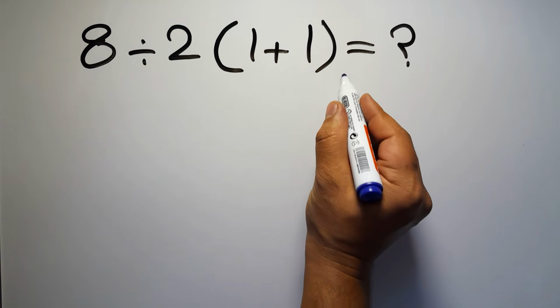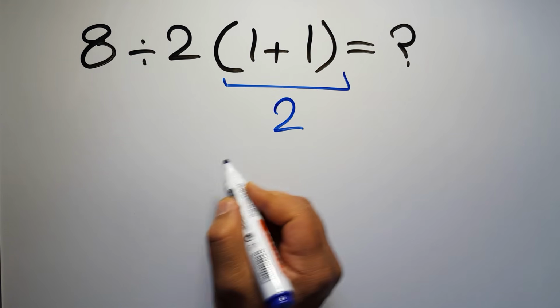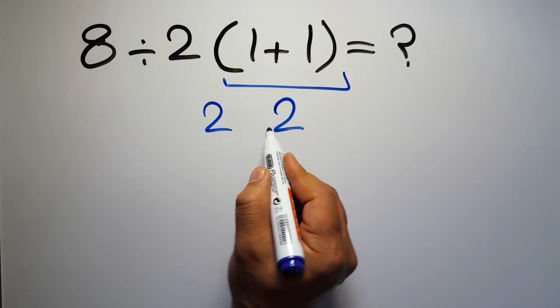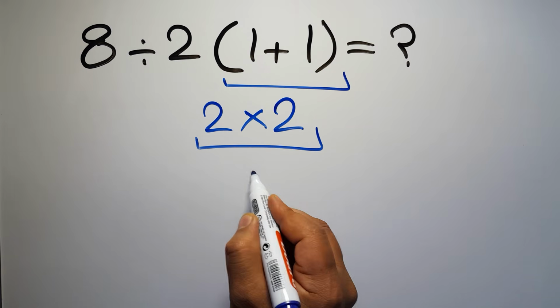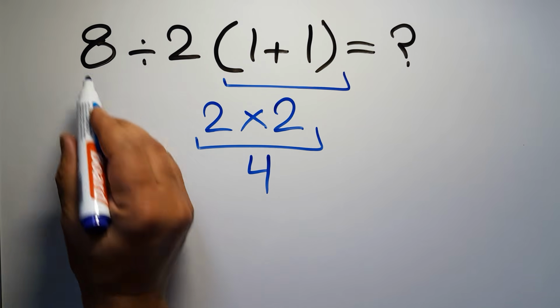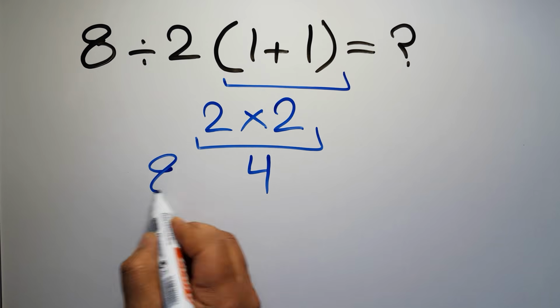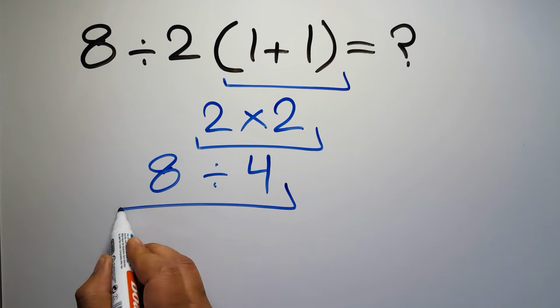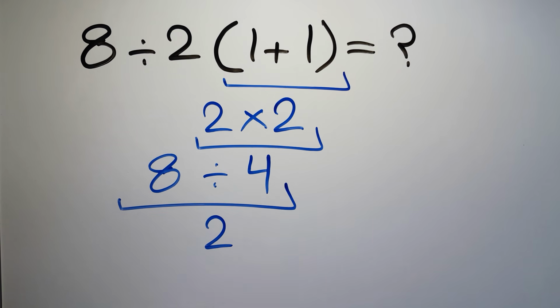1 plus 1 equals 2. And 2 times 2 gives us 4. So 8 divided by 4 equals 2. But this answer is not correct.